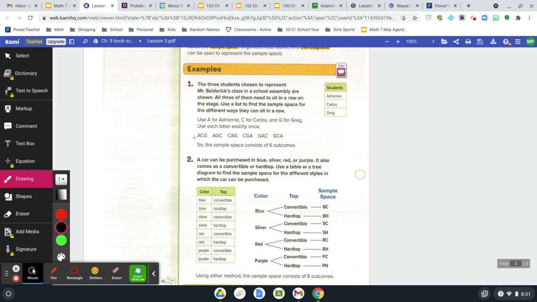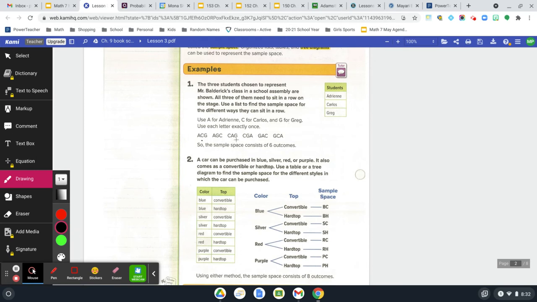So let's take a look at this. In that row on the stage, Adrian could sit first. There's the A. Carlos, C, could sit next to her. And then Greg, represented by G, could sit next to Carlos. So Adrian, Carlos, Greg. That's one way they could sit on the stage. Let's look at a second way. Adrian also could go first, and now Greg is sitting next to her, and then Carlos. Adrian, Greg, Carlos. The second way that can look.